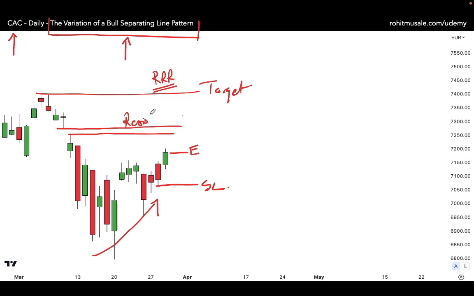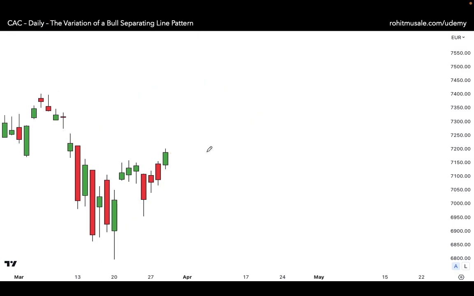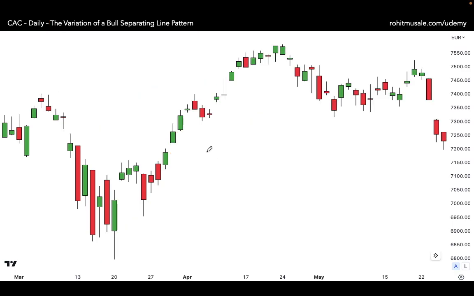If this falling window were not there, then that was your target. So you are getting a good 1.5 to 1 reward to risk ratio with very low risk, since this is a continuation pattern. And look what happens next. Definitely that target is achieved, and within a few days, within a week, your target was achieved. So it's a very powerful pattern.